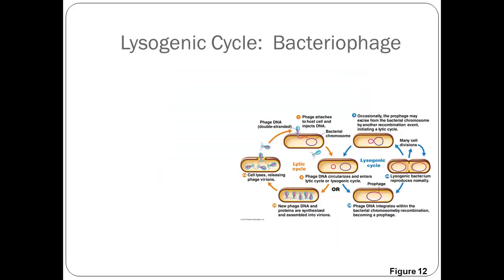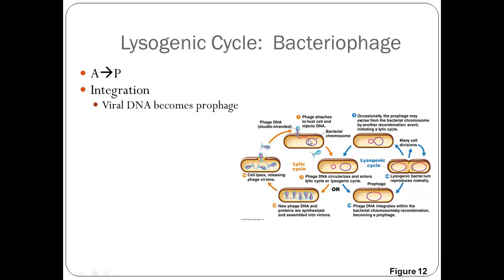The lysogenic cycle starts off like the lytic cycle with attachment and penetration. However, there's a different step that gets involved. So here we see attachment, then we see penetration. The next step is integration. And in integration, this is when the viral DNA becomes that prophage DNA. It gets integrated into the host.